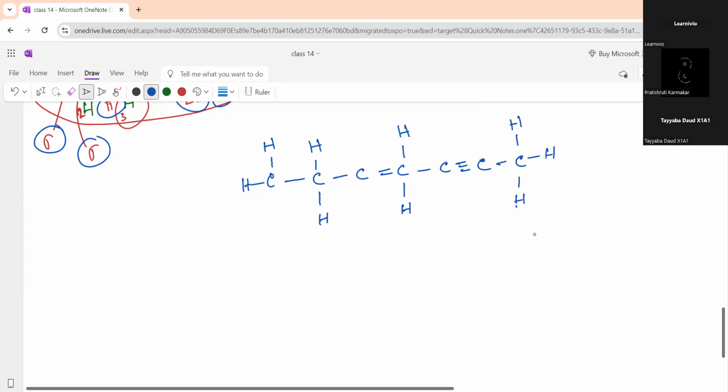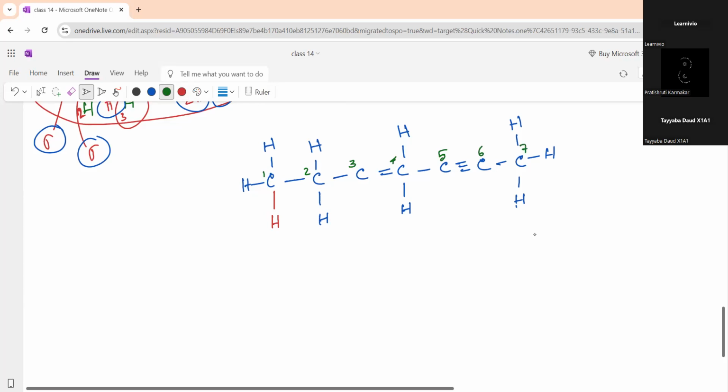Ma'am, in the first carbon, you forgot to put one more hydrogen. It's supposed to be 4, right? In the first one. Okay, very good. So we have to add one hydrogen here. And over here, after the double bond, there is one extra hydrogen. We have to remove that. Okay, let me number the carbons. 1, 2, 3, 4, 5, 6, 7.